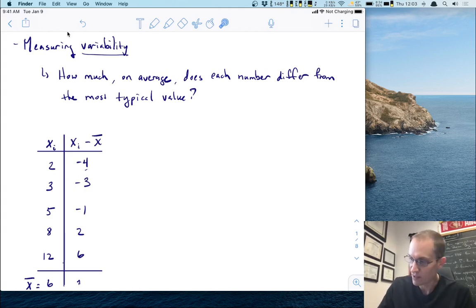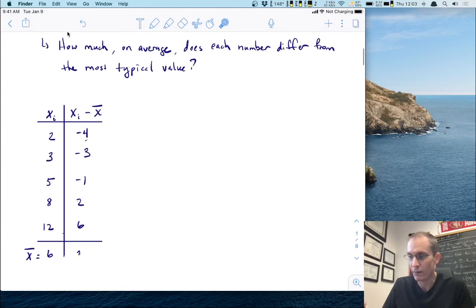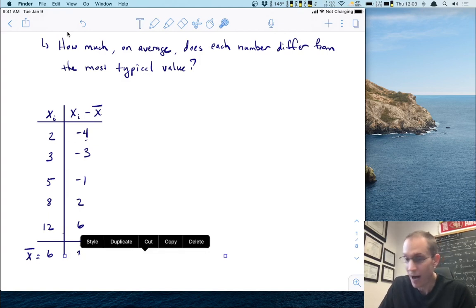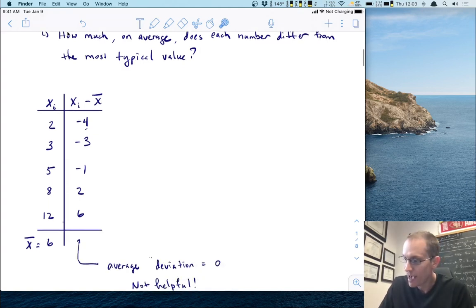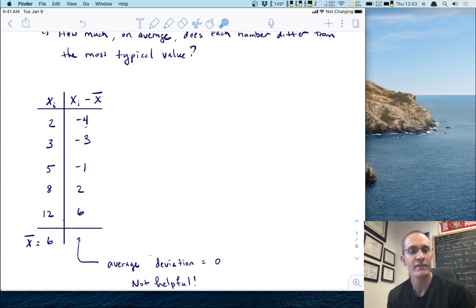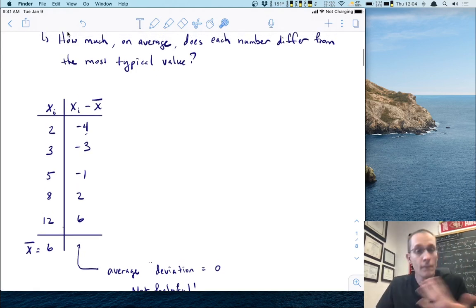Now what happens in this case, if we scroll down a little bit, is we say, okay, on average, how much do these numbers differ? Another way of asking that is, on average, what's this deviation? So we can add those together and divide by 5 to find the average deviation. And what happens is that average deviation turns out to be 0. In fact, when you add these 5 numbers, their sum is 0. So no matter what you divide by, the average is still 0. So that's not helpful at all. So how do we circumvent this problem?